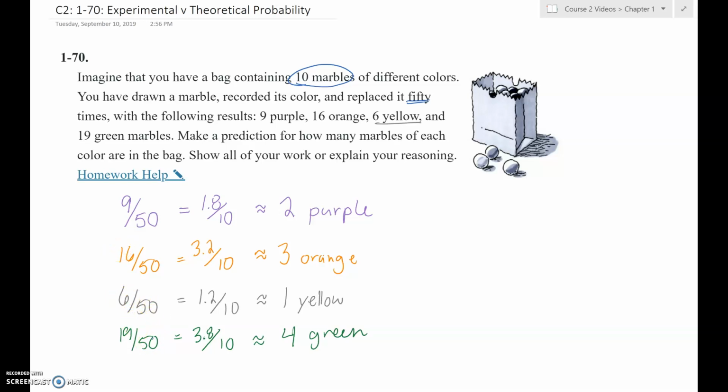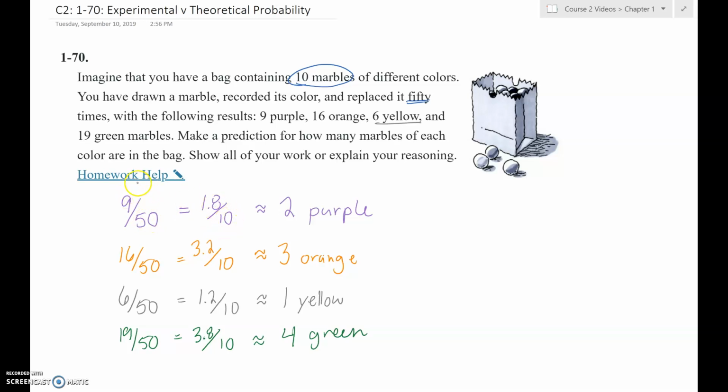So out of 50 marbles, we would say that 9 of them would be purple and 16 orange and so on. But we know that there aren't 50 marbles. We know that there are 10. So we need to use what we know to best estimate what was actually in the bag. So I looked and I said, 50, if we divide 50 by 5, we get to 10.